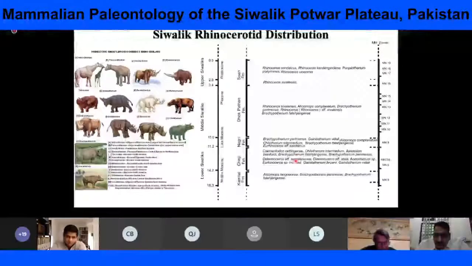the Nagri Formation also has Brachypotherium, Gaindatherium vidali, Helicoceros, Chilotherium intermedium, Brachypotherium fatehjangense. And in the case of the Dhok Pathan Formation, there is Rhinoceros sivalensis, Helicoceros, Brachypotherium, Rhinoceros aff. sivalensis, and Brachypotherium fatehjangense. And the Tatrot formation included Rhinoceros sivalensis, whereas in the Pinjor, we can report Rhinoceros sondaicus, Punjabitherium, and Rhinoceros unicornis.